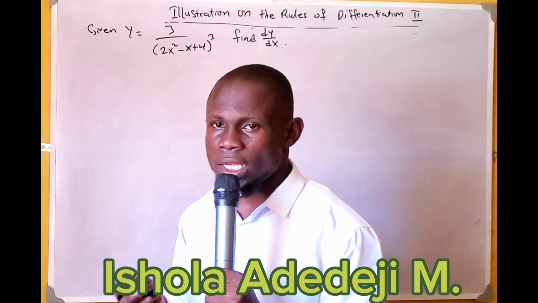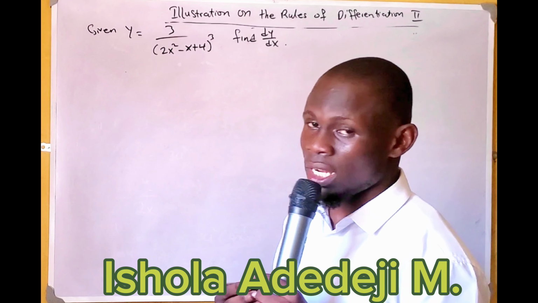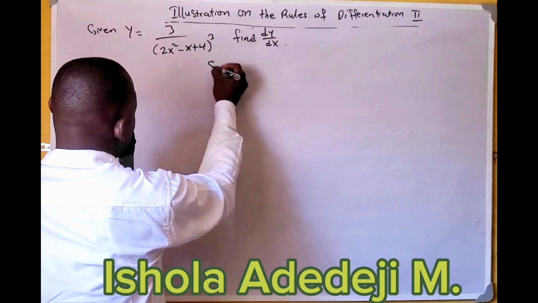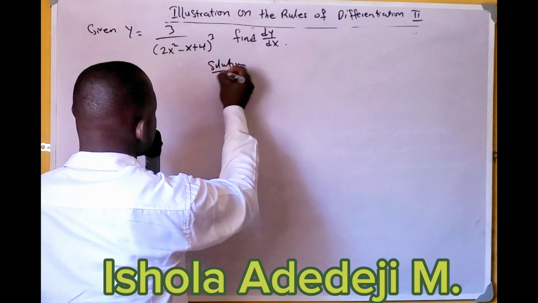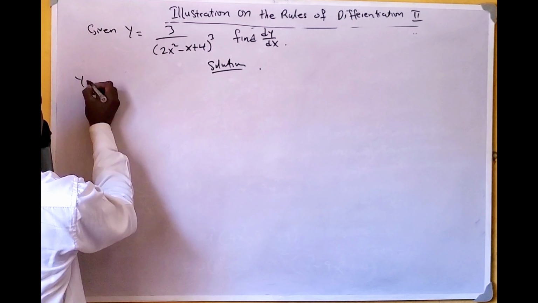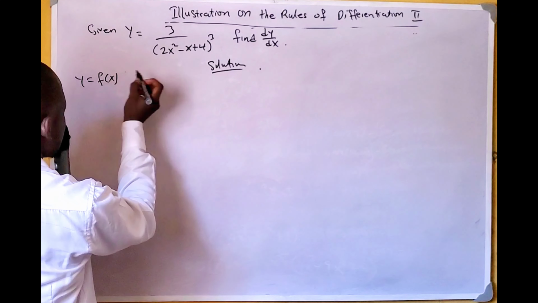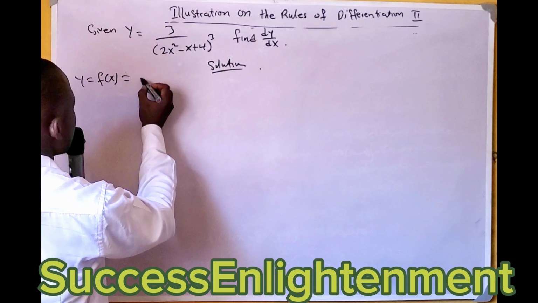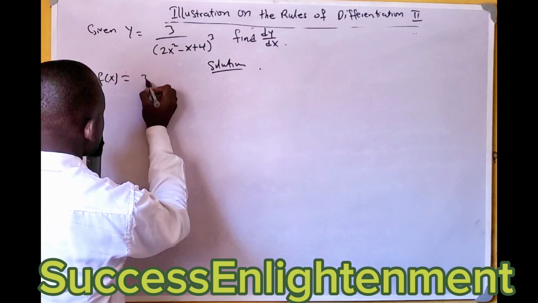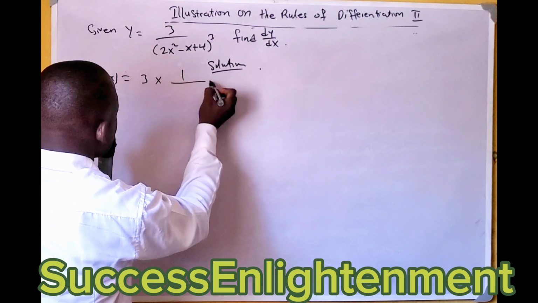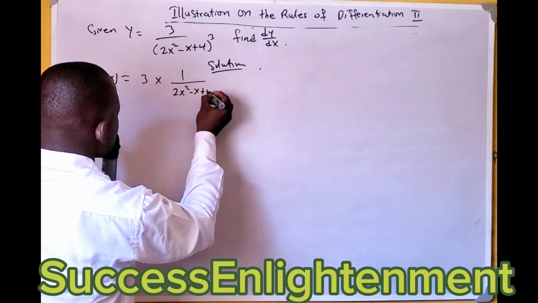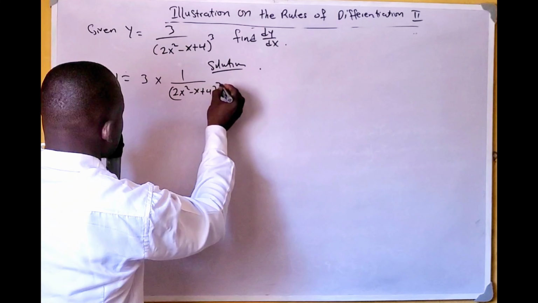So what you do, you apply a simple knowledge of what? Indices, and write the given function. What am I saying? Solution. So y equals to what? f of x, standard form of the function. This same thing as well, you have what? 3 times 1 over (2x squared minus x plus 4) raised to the power 3.